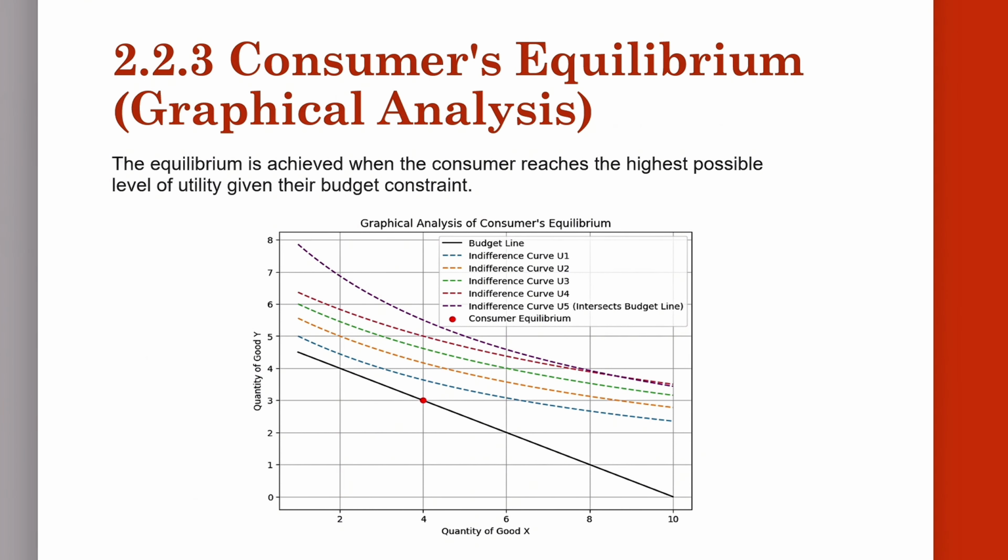Mathematically, the condition is written as MUx/Px = MUy/Py, where MU is the marginal utility and P is the price. This means the utility per taka spent on good X equals the utility per taka spent on good Y. If the equality holds true, the consumer cannot increase total satisfaction by rearranging their spending. They are at equilibrium, spending smart, enjoying the most.